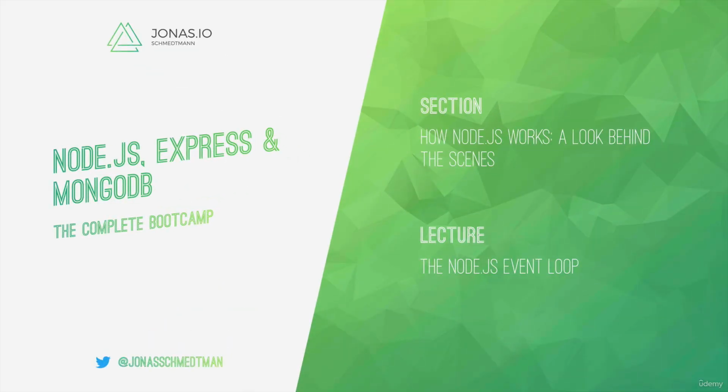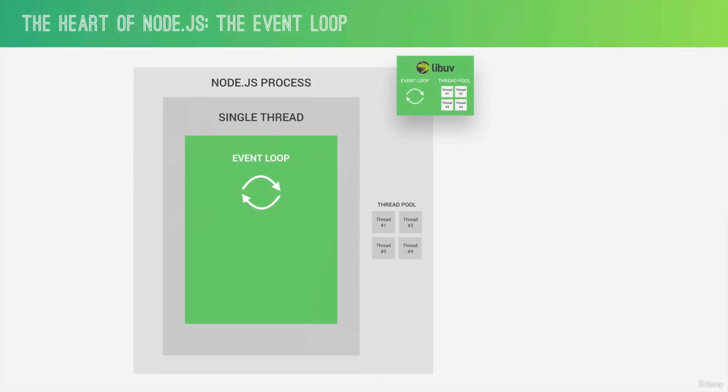Welcome back. Let's now learn all about the event loop, which is the heart of the Node.js architecture. This is probably the most important lecture in this section, so make sure you really understand everything that I show you during this video. So let's get started. Here's a diagram similar to the last lecture, so that we know exactly what we're talking about here. We're still in a node process in a single thread where the event loop runs, alright?